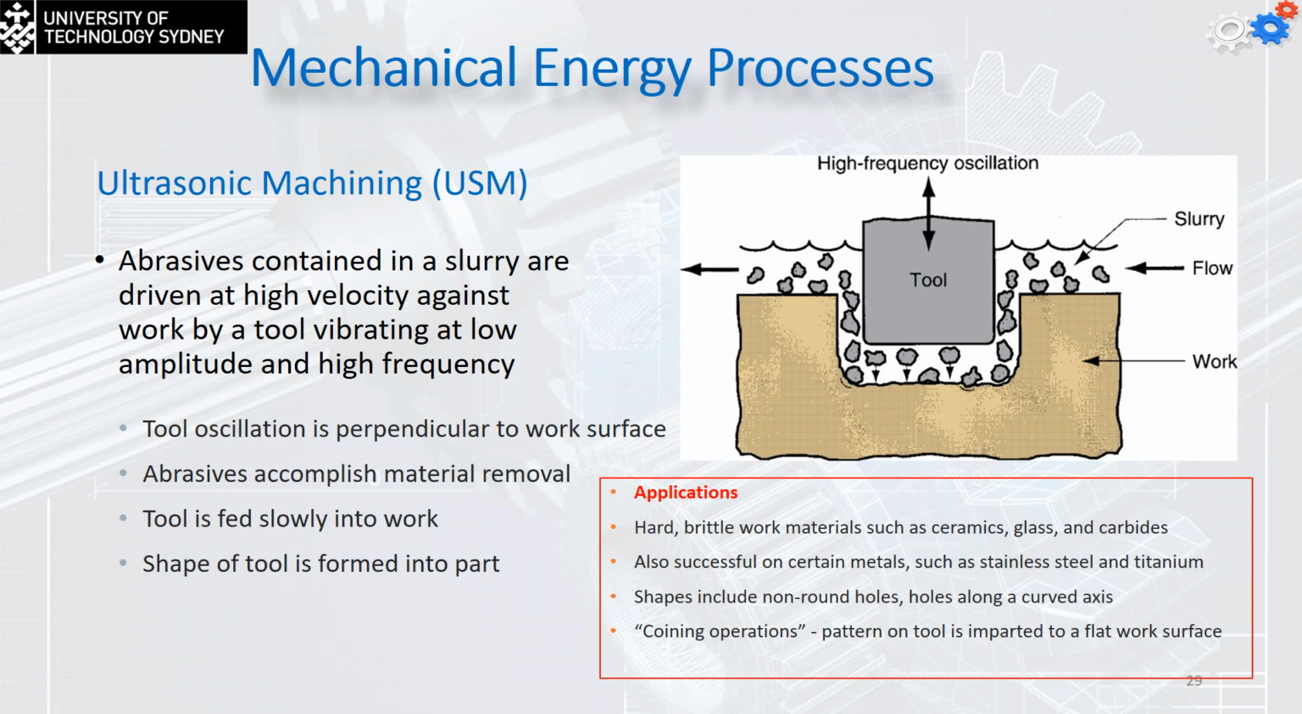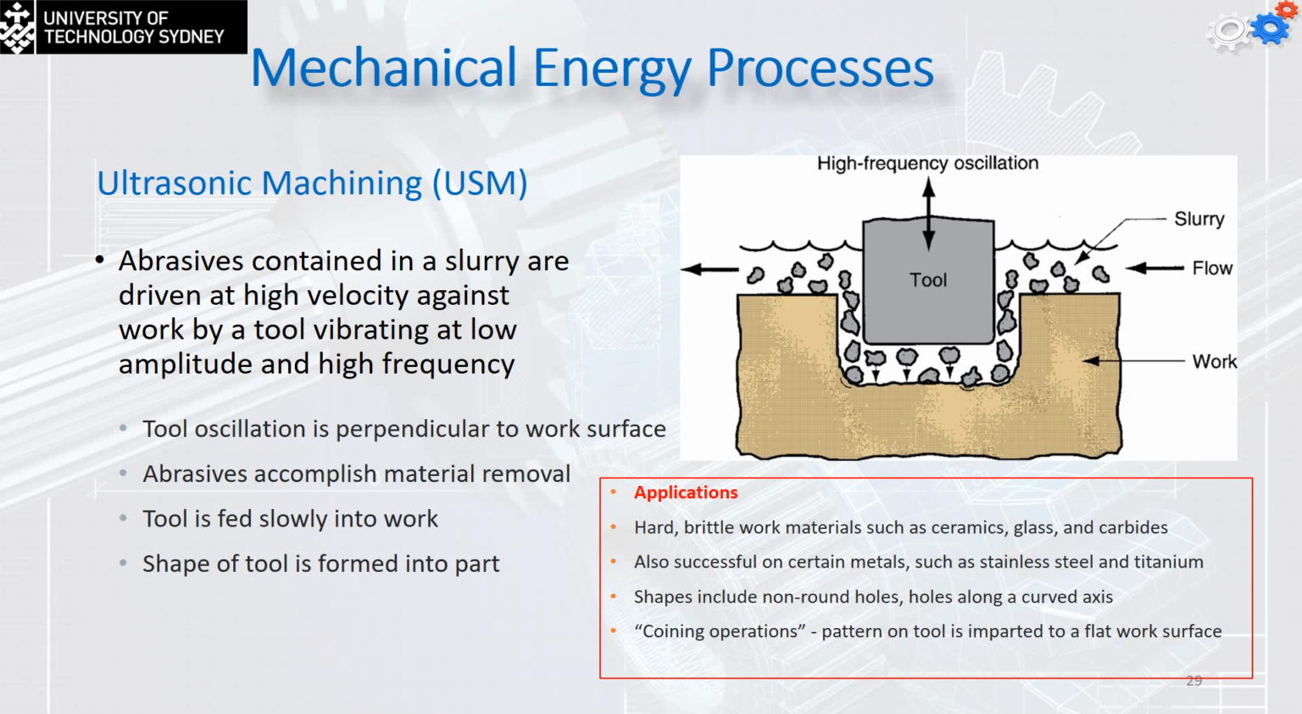The shape of the tool is always formed into the part. If I would like to make a rectangular shape, my cutting tool is going to be rectangular. If I have to make a circular shape, I use a cylindrical tool, and so on. The application is the cutting of hard, brittle work materials such as ceramic, glass, and carbide. It's also successful on certain types of metal, such as stainless steel and titanium. The shapes include non-round holes, holes along a curved axis, and so on.